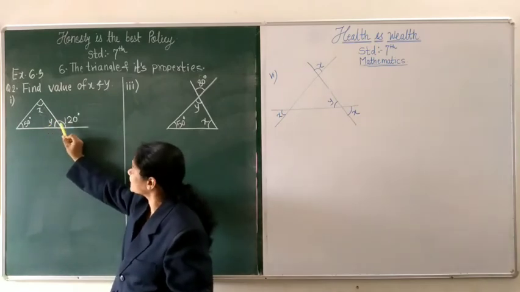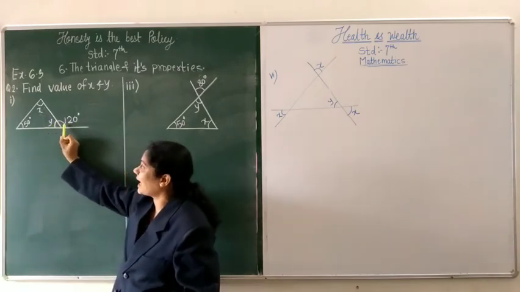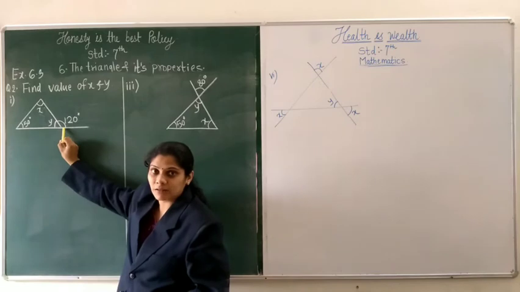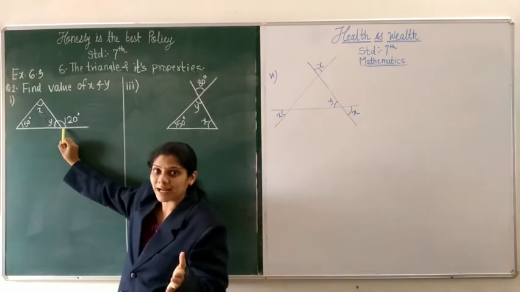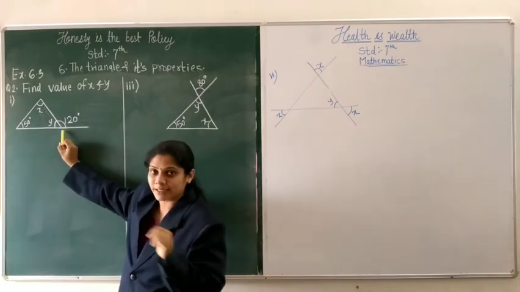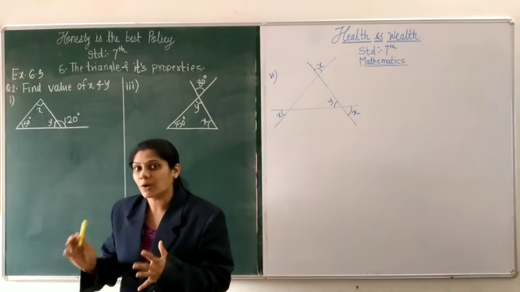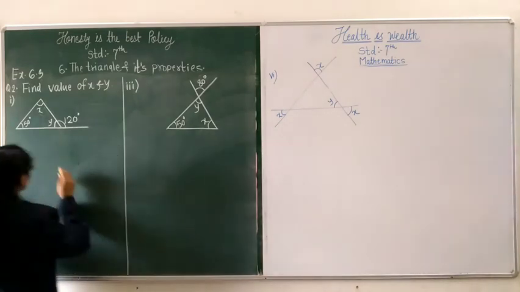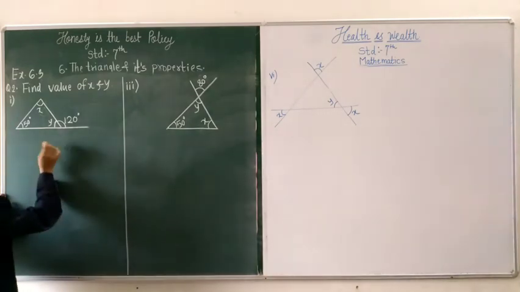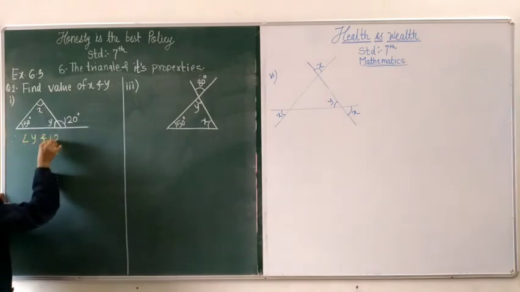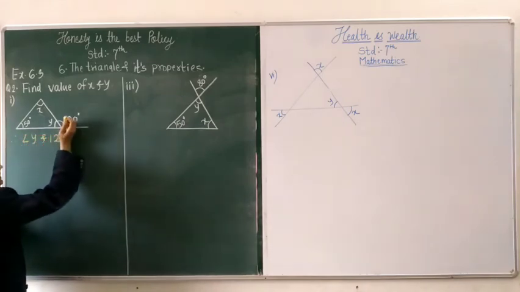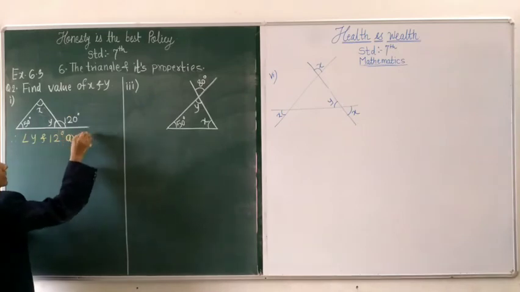And you can see 120 degrees and y are a linear pair of angles. And we know that the property is that the sum of the measures of the angles of a linear pair is always 180 degrees. So look here at how we can solve this. So, angle y and 120 degrees are linear pair angles.